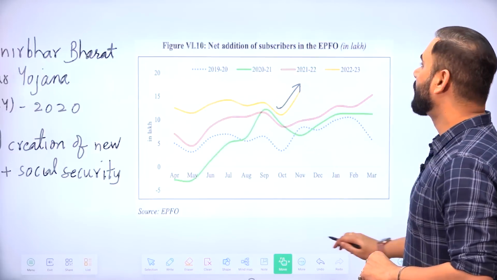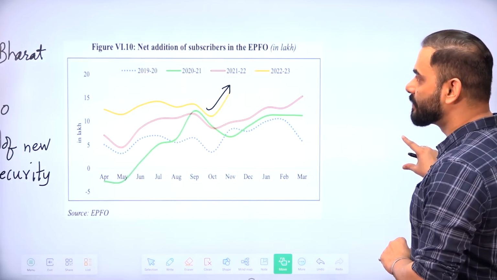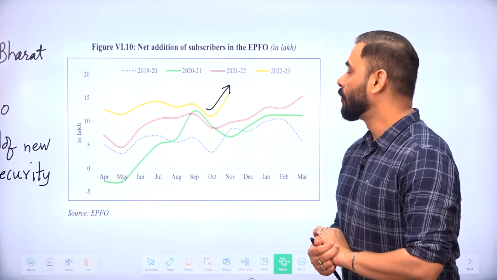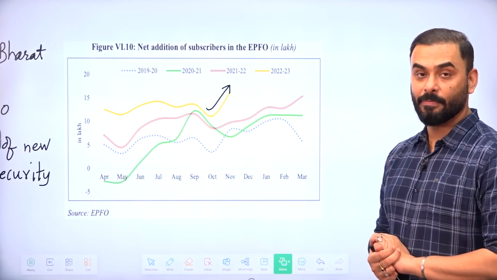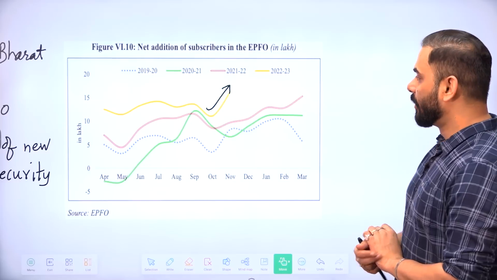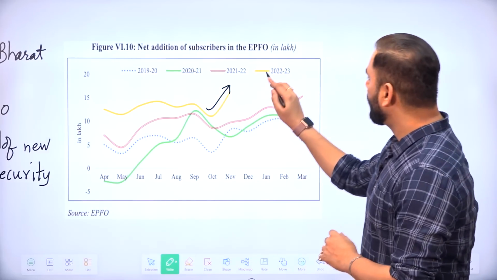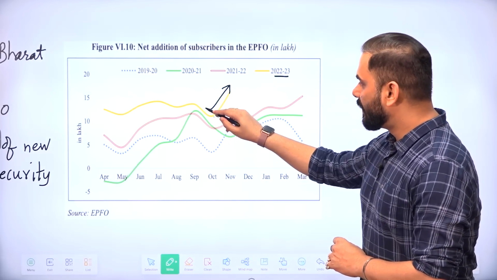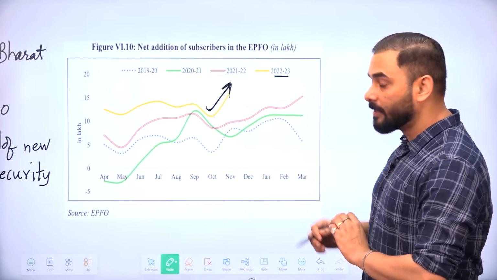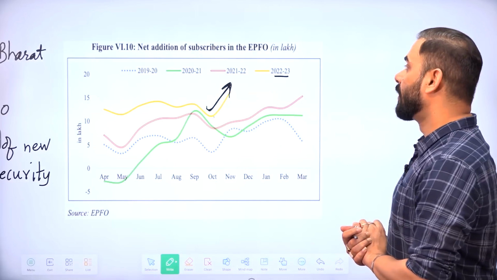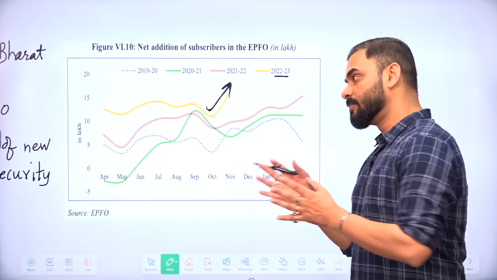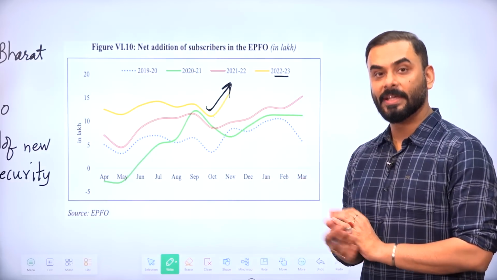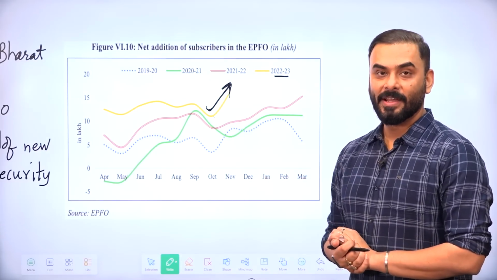Now let us look at the increase in workers who have subscribed to Provident Fund. Provident Fund is social security benefit. So we can see that in the year 2022-23, there has been a jump in the workers who have subscribed for Provident Fund scheme, which means that organized manufacturing plus social security both are increasing together as was planned by the government of India.